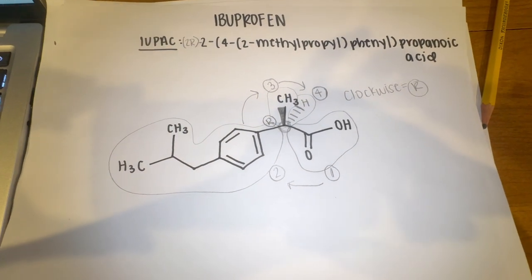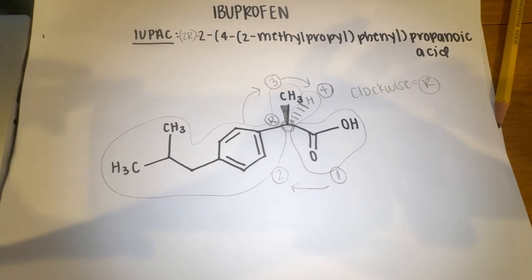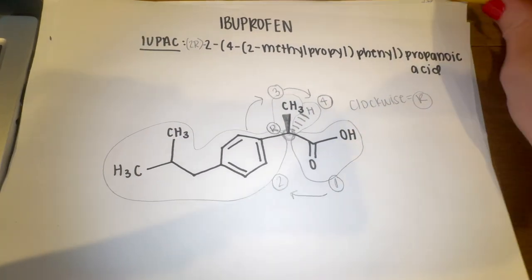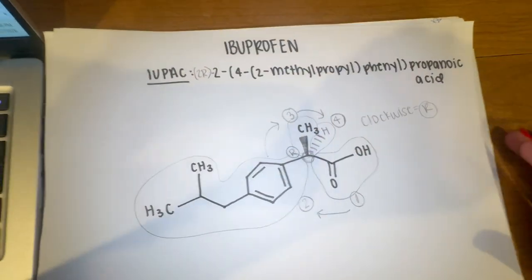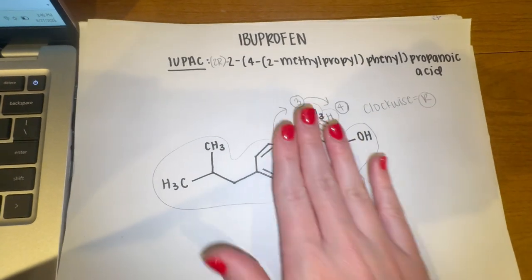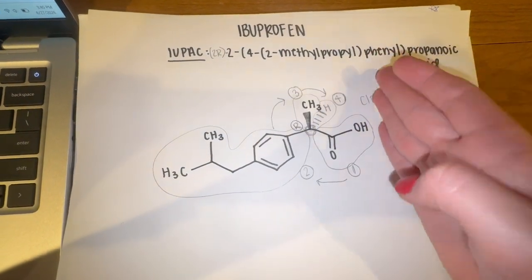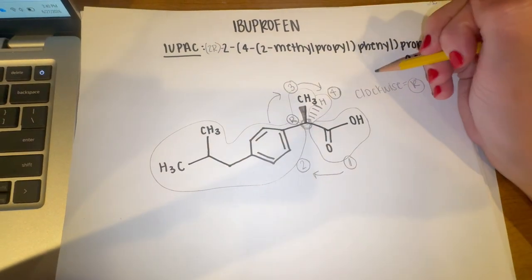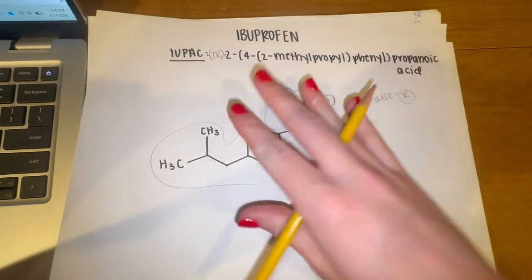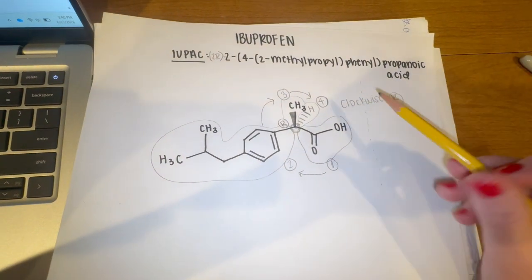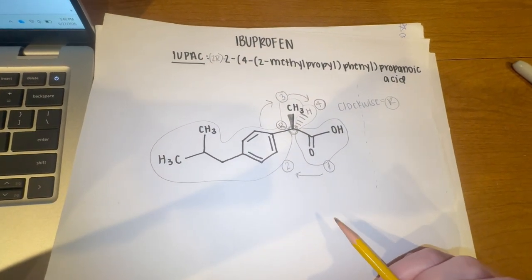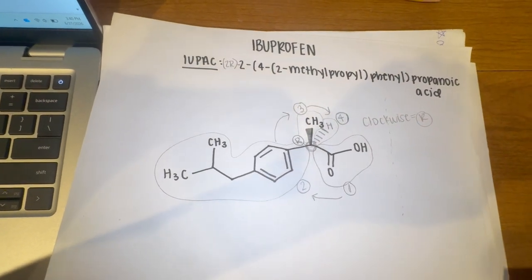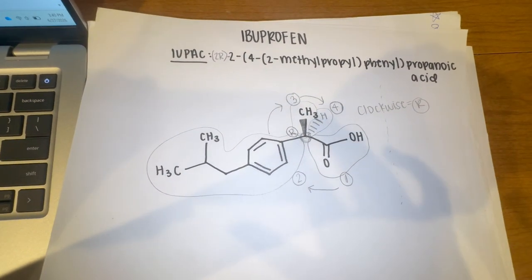And as far as isomers go for ibuprofen, it is an enantiomer. Because if you were to have the mirror plane going like this, dotted down the middle here, there would be a mirror image flipped like that of ibuprofen as well. And they're non-superimposable mirror images, so they are enantiomers.